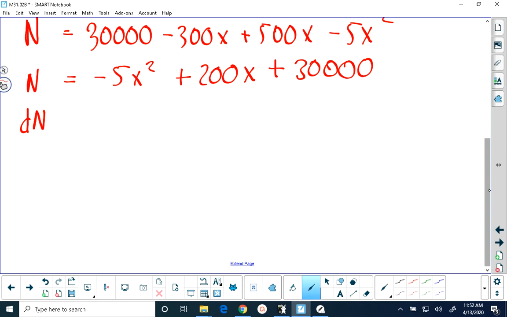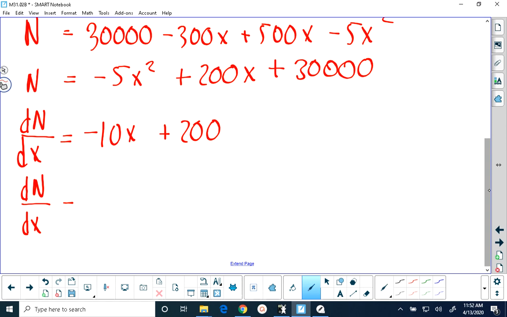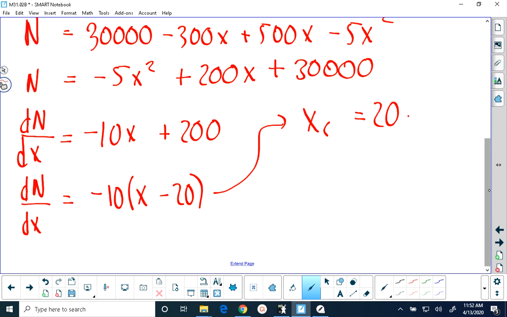The derivative, dn/dx, would be negative 10x plus 200. And in order for us to see critical values, we should take that derivative and factor it. I'm going to take a negative 10 out and be left with x minus 20. I can see that the only critical value for x here is 20, which means the answer to the question is they need to plant 20 additional trees.